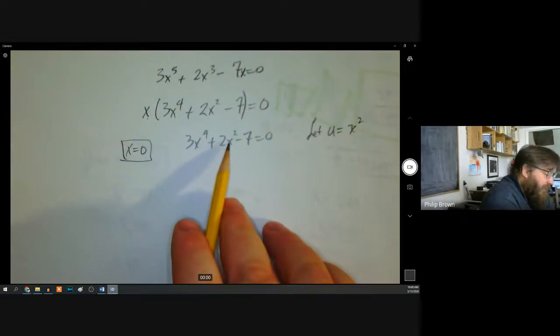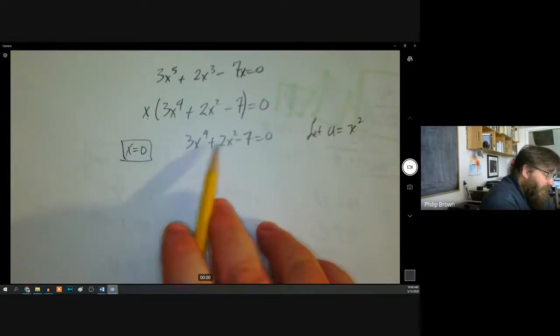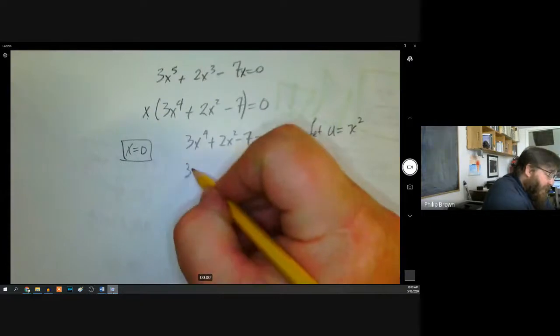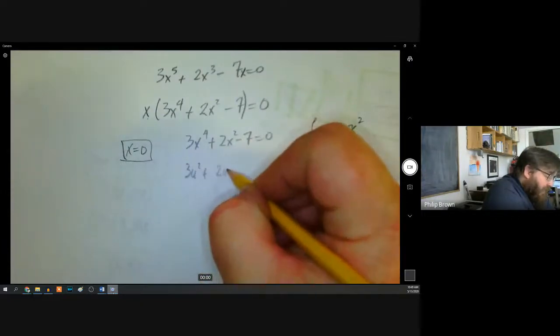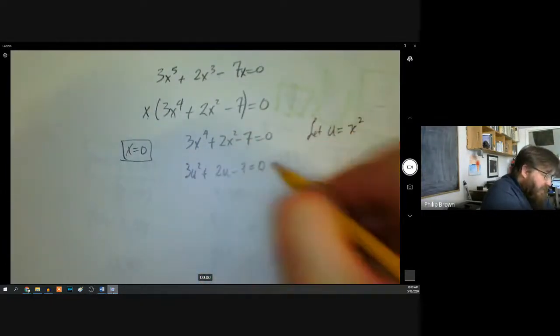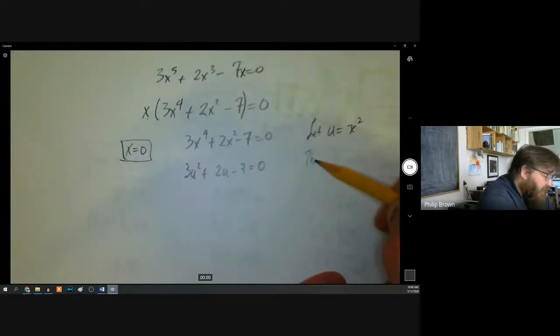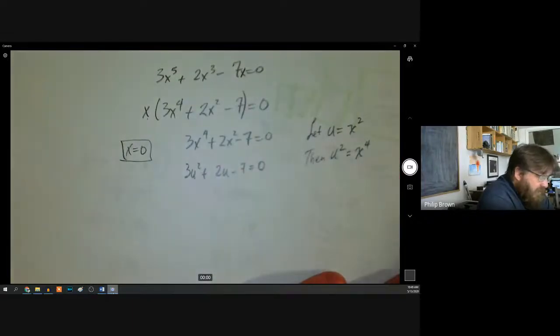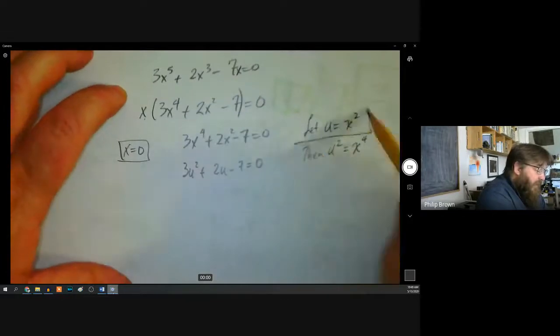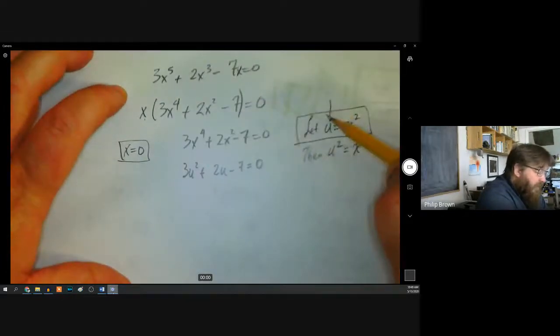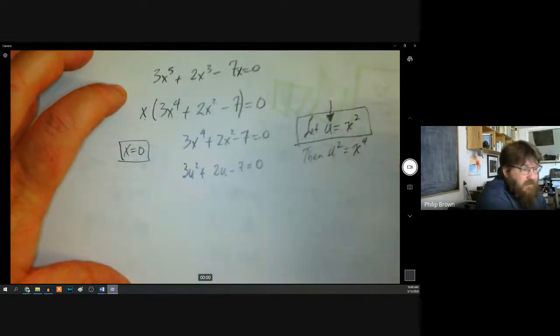Because we can't figure out what this is, but if we had something like this right here, we can solve that. You see? If u is x squared, then it's true that u squared would be x to the fourth. Do you see? So we're just doing that substitution. And then once we figure out what u is, we're going to come back and substitute our answer for u into this, and then just take the square root.